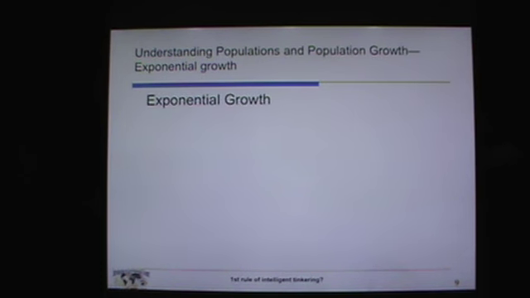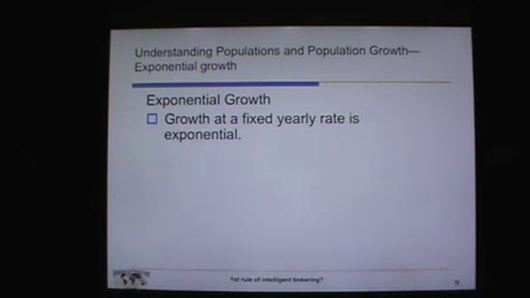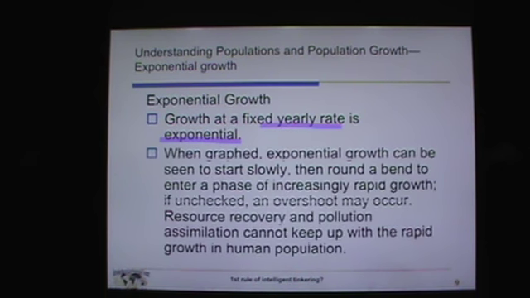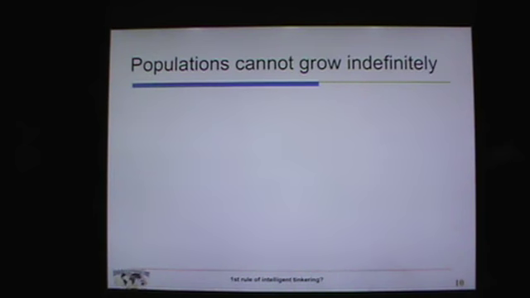So, exponential growth is growth at a fixed yearly rate. Anything that has a rate associated with it is exponential growth. When graphed, exponential growth starts slowly. You've seen this before. That's just the graph. It starts slowly and then suddenly builds up. If unchecked, you can get overshoot. We'll talk about that in the next graphic. Resource recovery and pollution assimilation can't keep up with how fast any population is growing, in this case it may be a human population.